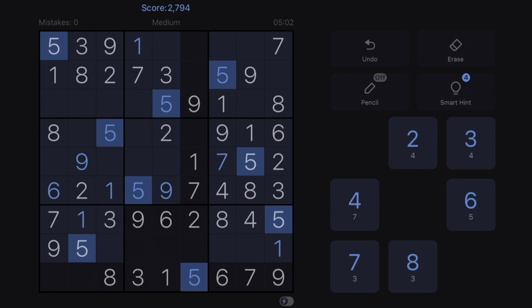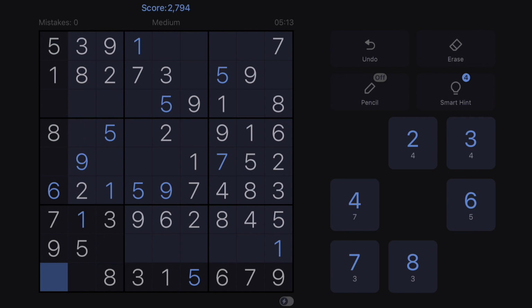Let's try and see. No, 2 and 3, that won't work. Okay, now let's try these two squares on the bottom. The numbers that are missing are a 2 and a 4. Well, the 2 cannot be here because there's one right above it. So then this means this is going to be a 4. That means this will be our 2.